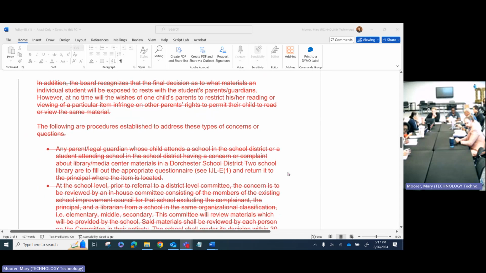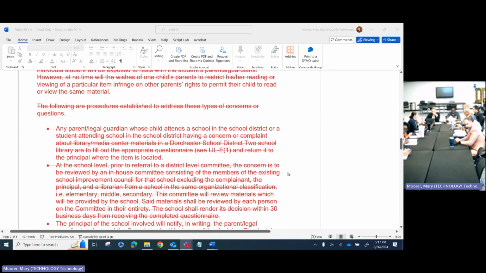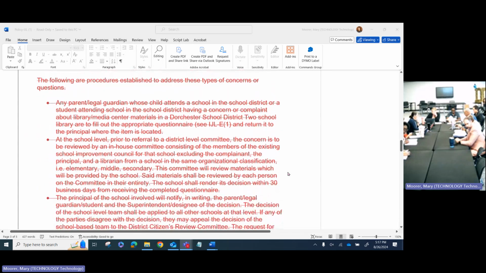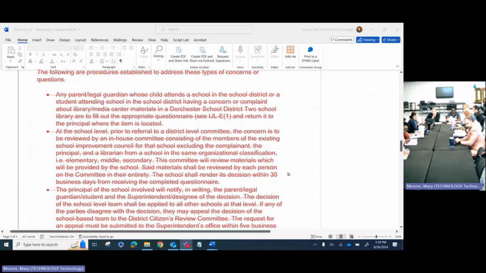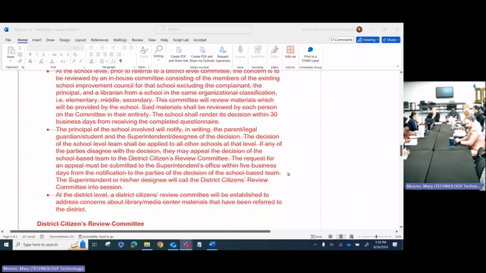And then the next paragraph begins with the following procedures are established. None of that is in the model policy, and so everything from here down gets dropped. However, it is the district's recommendation that we have to share with you a lot.